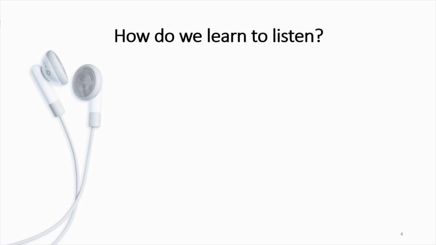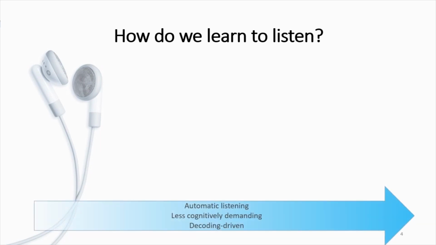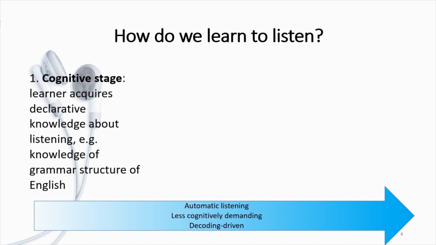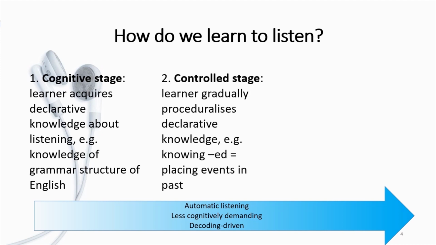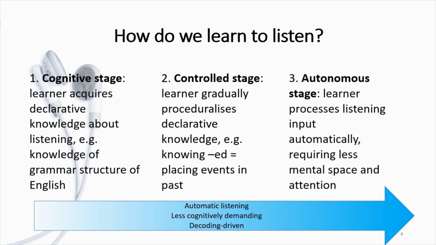So how do students learn to listen in a foreign language? Well, according to information processing theories, they go through a cognitive stage in which they acquire declarative knowledge about listening. Then they move on to a more controlled stage in which they gradually proceduralize declarative knowledge. And then finally they reach an autonomous stage in which the input is processed automatically, requiring less mental attention.